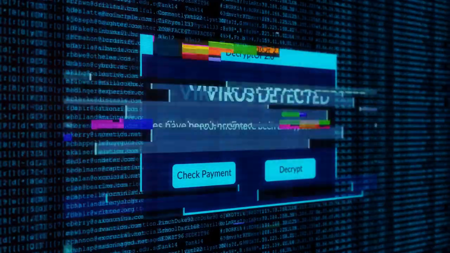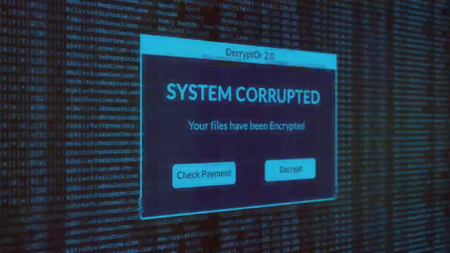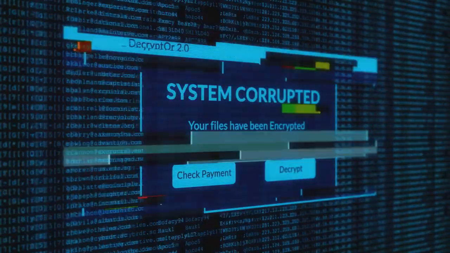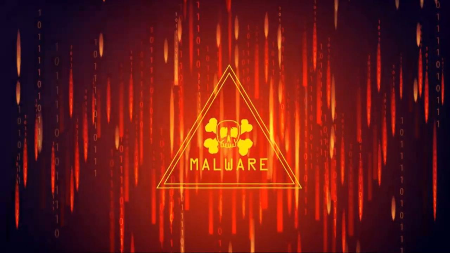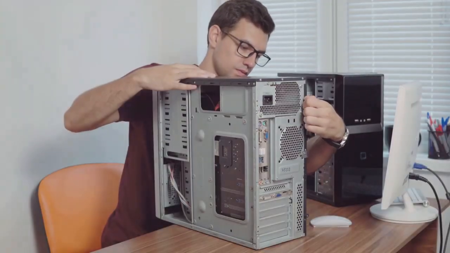And of course, we can't forget about viruses and malware. These malicious programs can wreak havoc on your computer, including corrupting system files, installing rogue drivers, and generally making your life miserable. A severe virus infection can definitely lead to a BSOD.